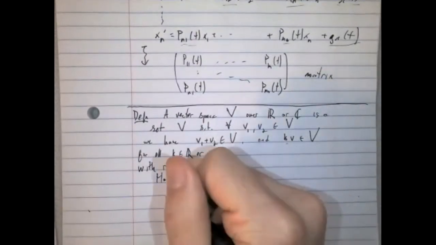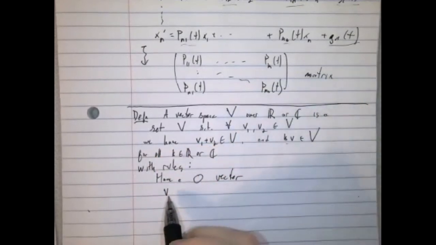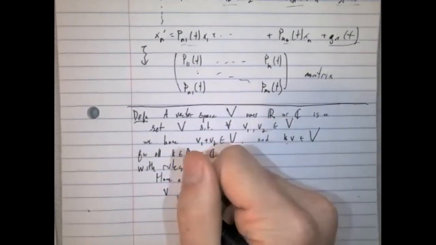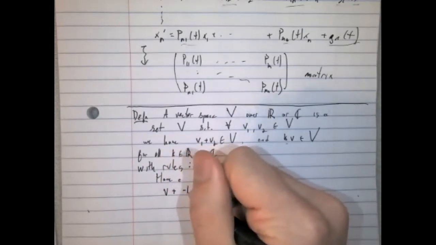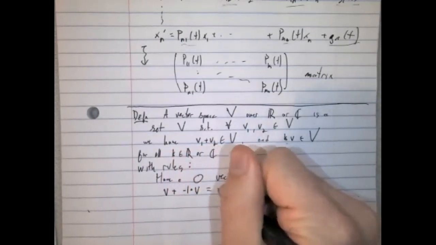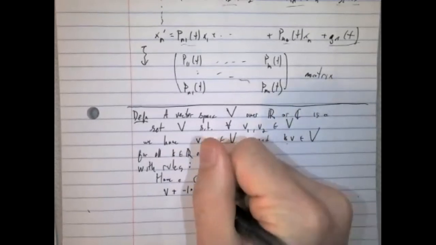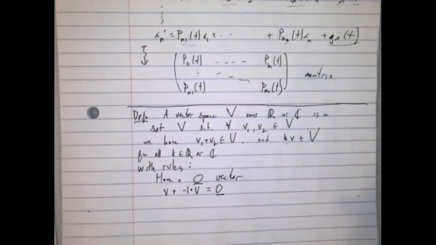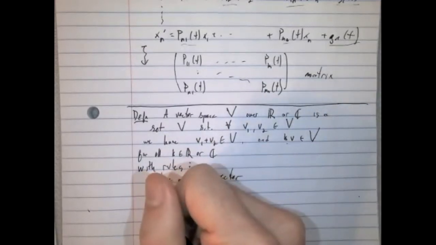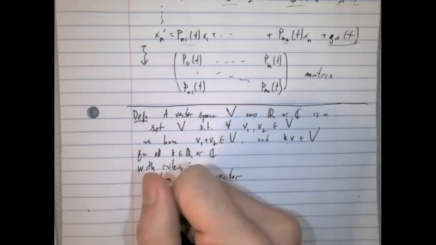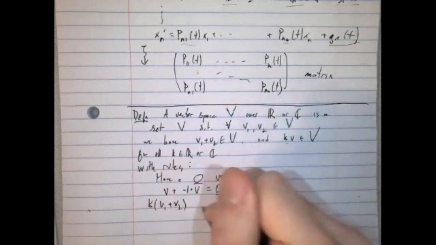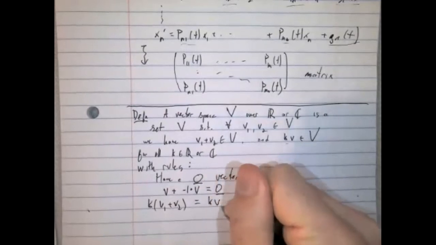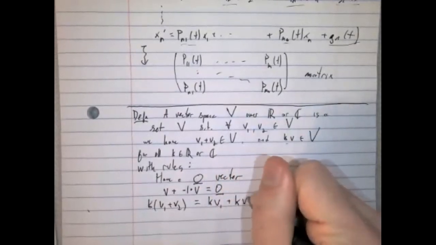So this means that any vector has a negative. So I can always have V plus -1 times V is equal to 0, the 0 vector. Maybe I'll write a little underline underneath the 0 to denote the 0 vector. And then we have a bunch of properties like how do we multiply? Like K of V1 plus V2 is equal to KV1 plus KV2.